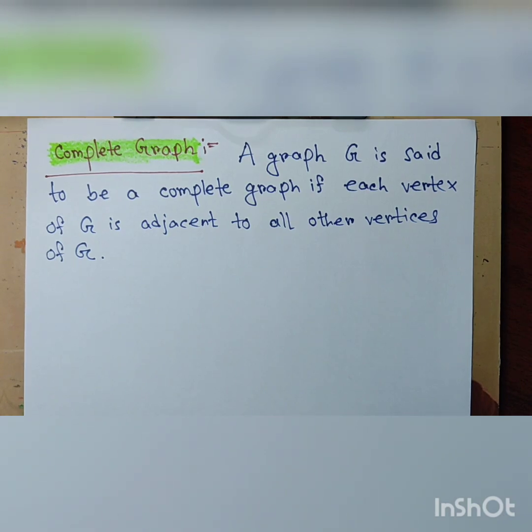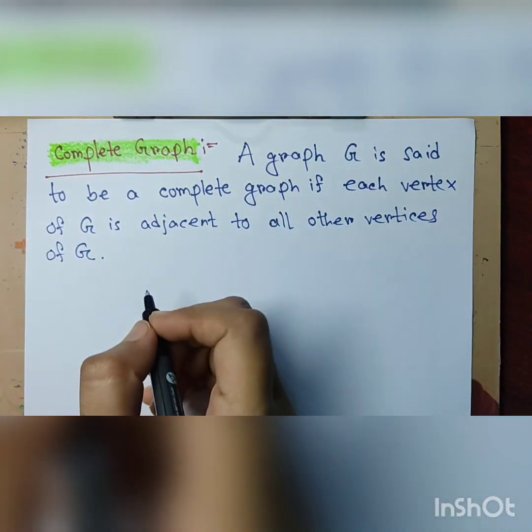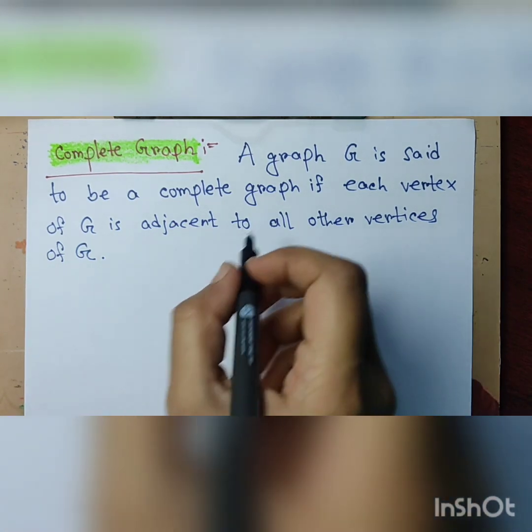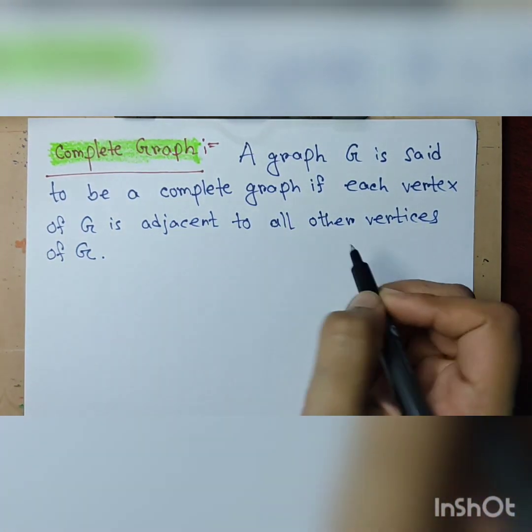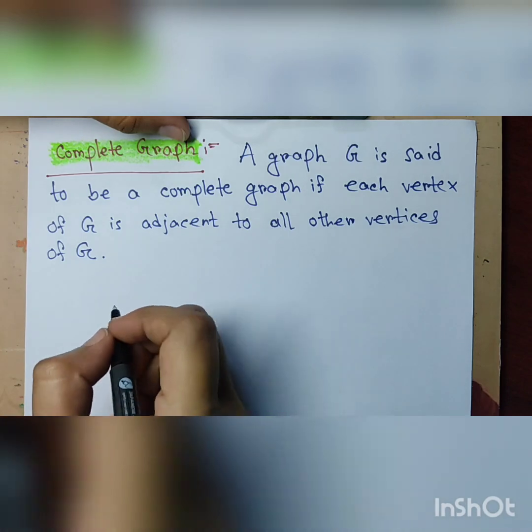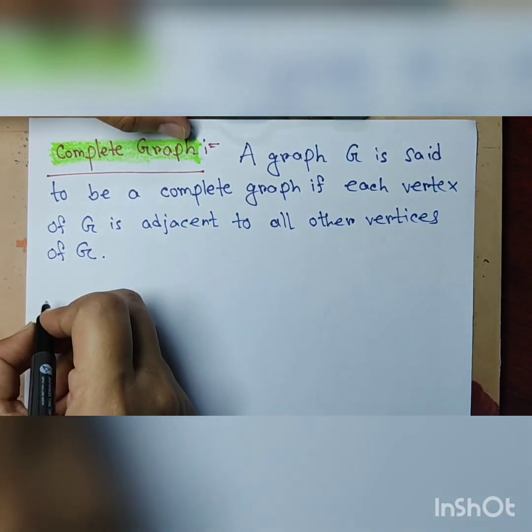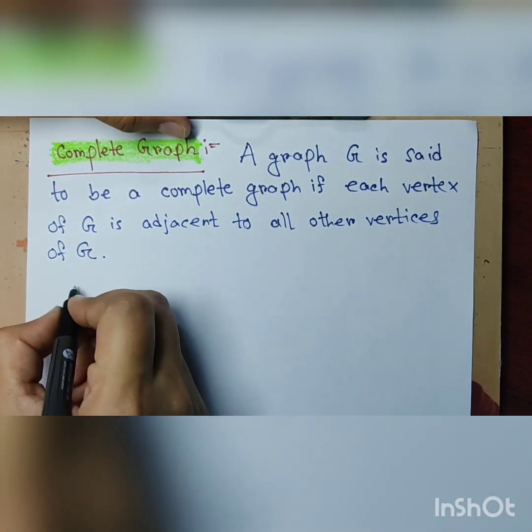Now we'll know what a complete graph is. A complete graph is basically a graph in which each vertex is adjacent to all other vertices. What does it mean? We'll discuss it through an example.